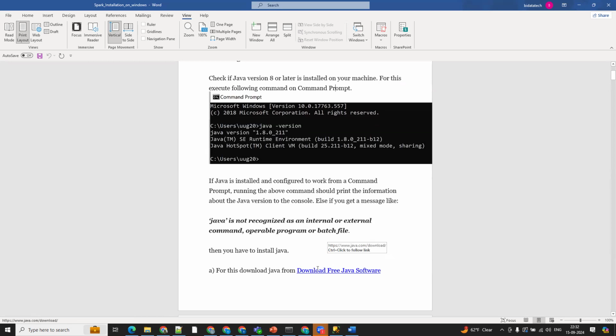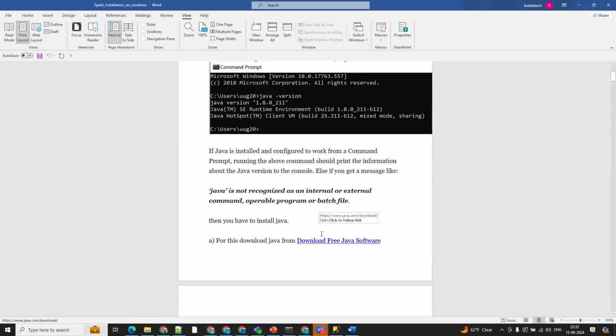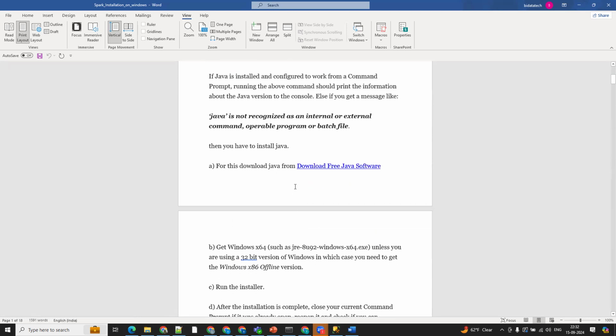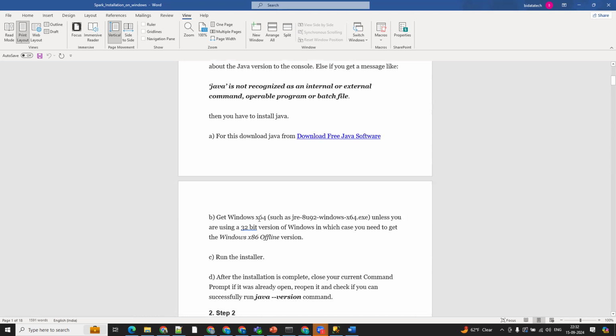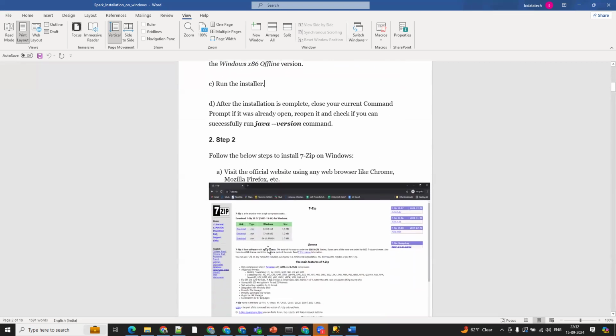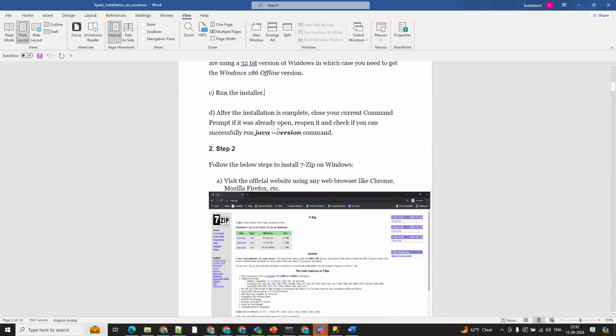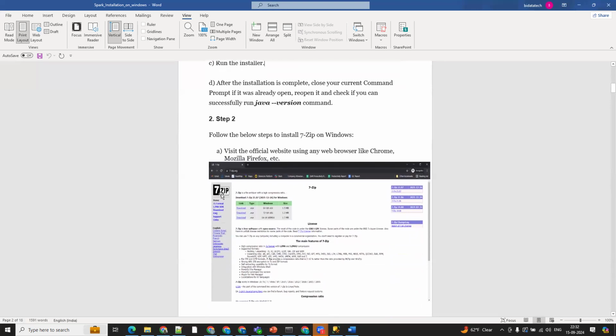If you don't have it, you can download it directly from the link I have given here and install it. Install 64-bit, guys. If your system is 32-bit, install 32-bit, but most systems are now 64-bit, so install 64-bit Java. Please follow the instructions here. Next, check that Java is installed properly. After that, you need to install 7-zip software in your system.